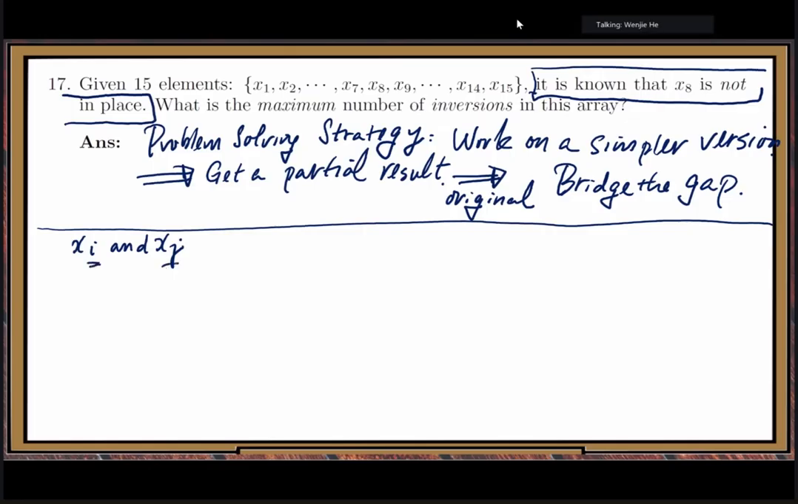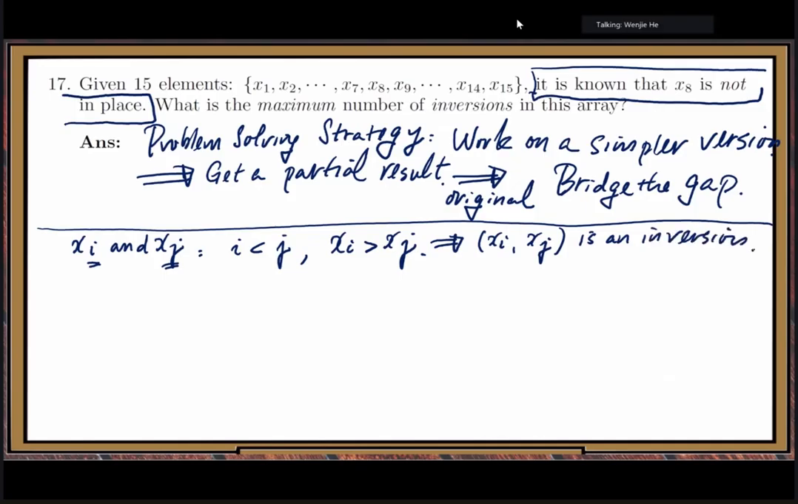Subscript i and j, value xi, value xj. So the inversion means i less than j, that's the direction of the inequality, but the value xi greater than xj. So that's one inversion. This means xi, xj as a pair is an inversion.